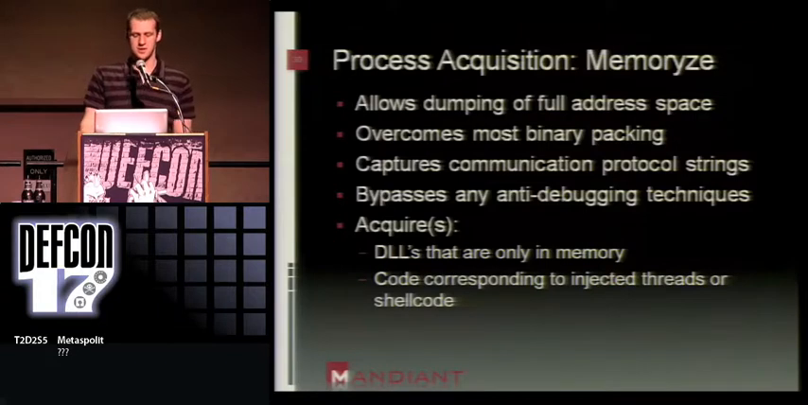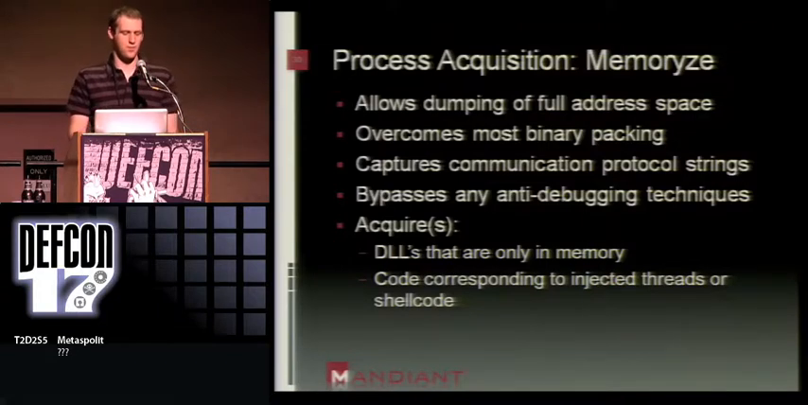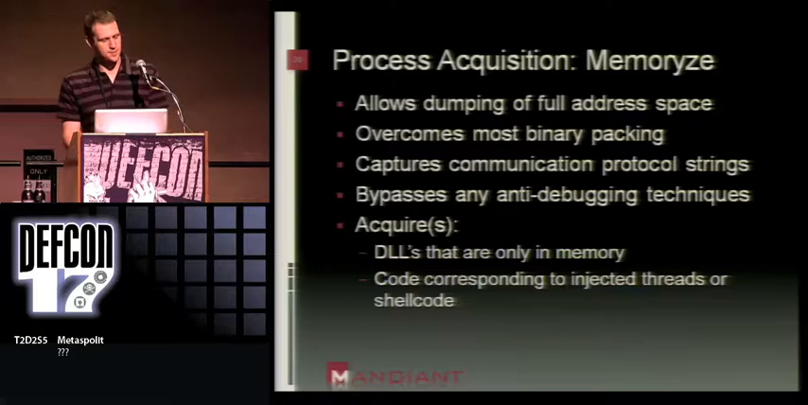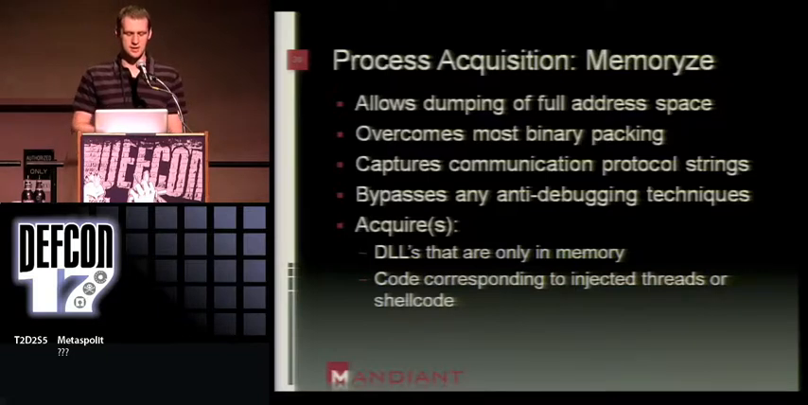So process acquisition, we did this really quickly. It allows the dumping of the full address space. You're going to overcome most binary packing techniques because it's unpacked, and so it's running in memory. You can just acquire it very easily. You capture communication protocol strings. That's very important to recognize. We're going to talk about that coming up. It obviously bypasses anti-debugging techniques because it's not a debugger. And then you get unique things like DLLs that are only in memory, think Meterpreter. You also get things written to disk like the injected thread or the actual shellcode, the stage shellcode that Meterpreter sent into memory for the exploit. So you get a lot of really unique data that you wouldn't otherwise have.